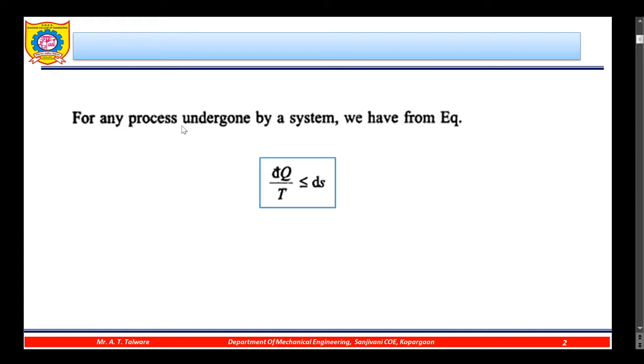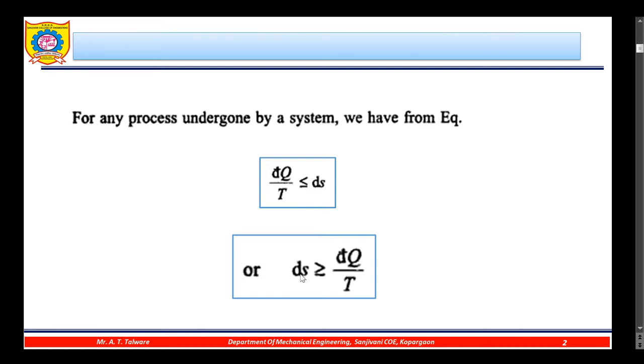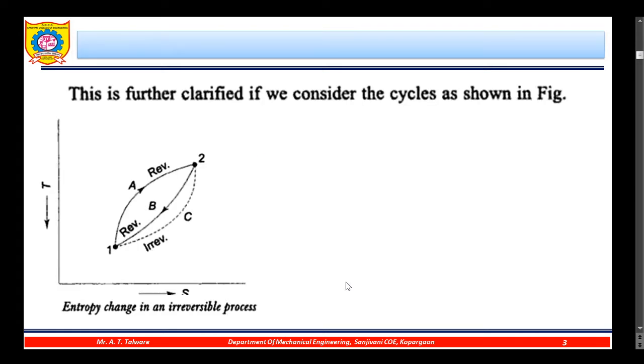For any process undergone by a system, we have from the equation that delta Q upon T is less than or equal to dS, where S is the entropy and delta Q is the small heat transfer at temperature T. Or the infinitesimal change in entropy, dS, is greater than or equal to delta Q upon T.